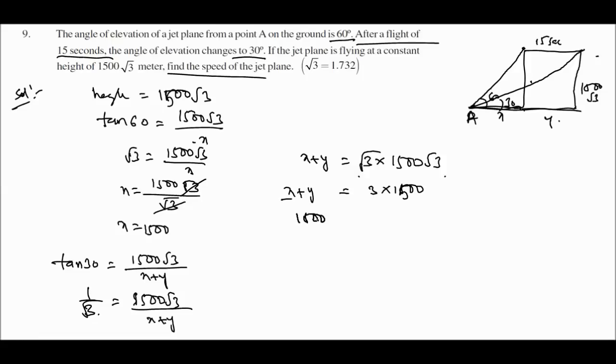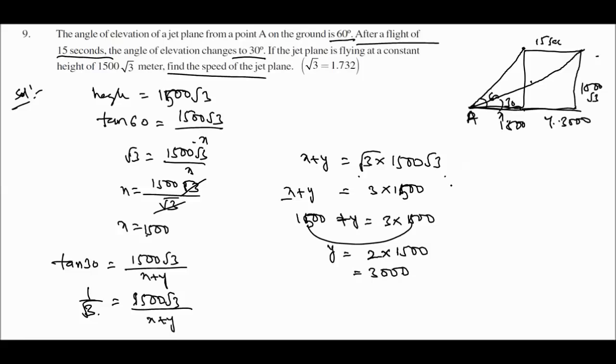x is 1500. So 1500 plus y is equal to 3 into 1500. Okay, so y is equal to 2 into 1500, so 3000. Okay, y is equal to 3000. So here y is equal to 3000, and x is 1500.